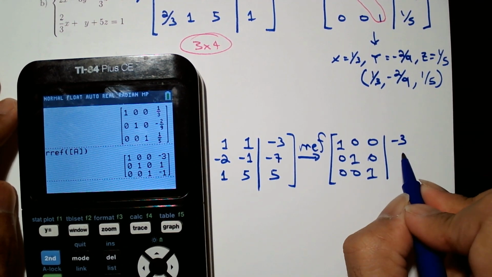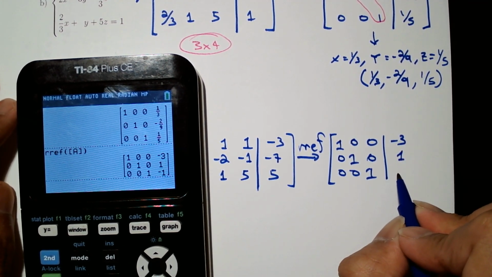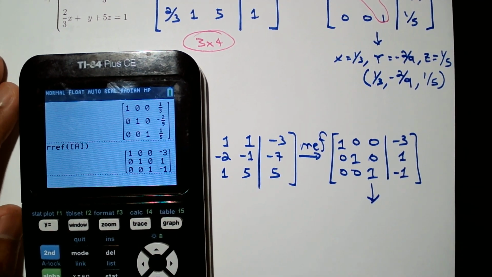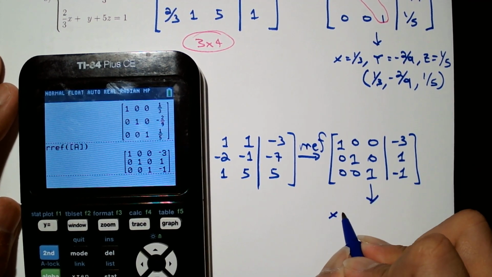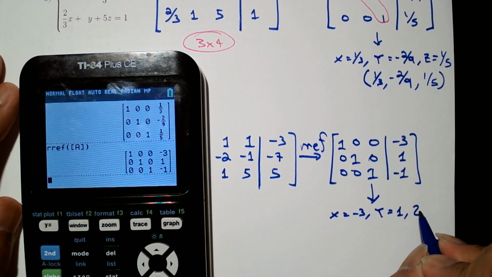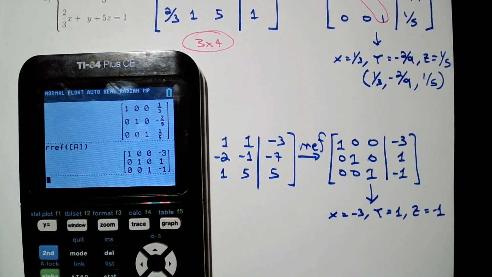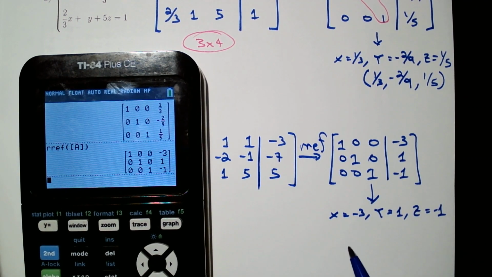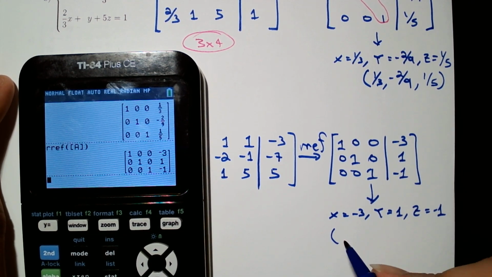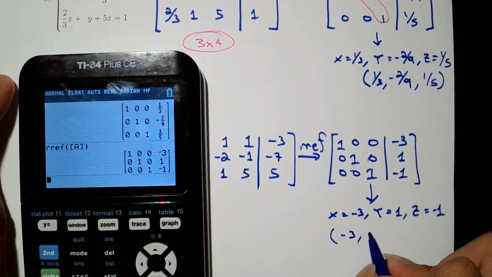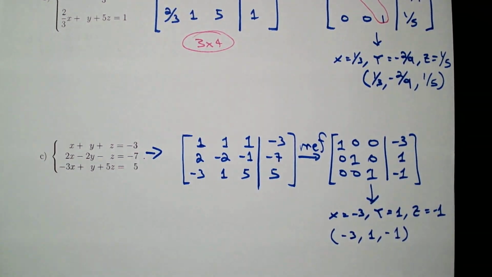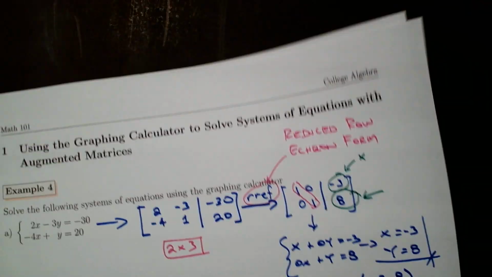And negative 3, 1, and negative 1. Decoding the matrix into a system of equations, we get x equals negative 3, y equals 1, and z equals negative 1. But of course, we need to express this as an ordered triple, in which I'm going to have -3, 1, and -1. Final answer. All right, let's keep moving, doing more examples here.